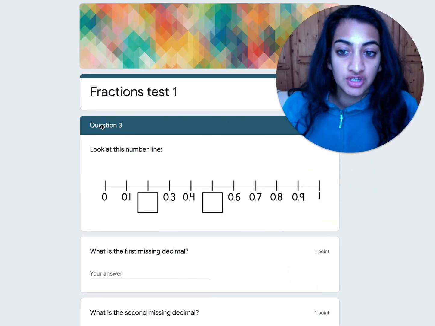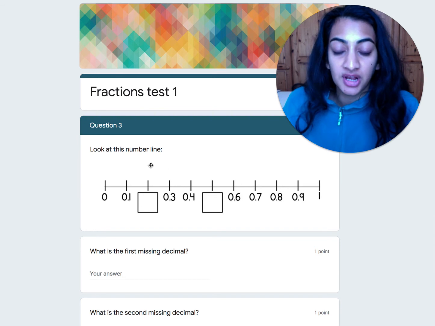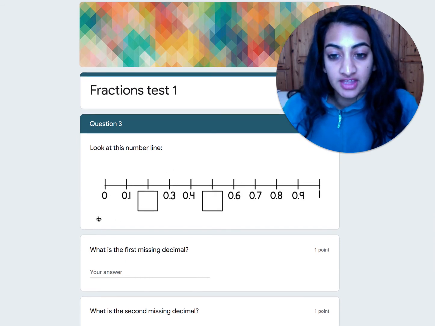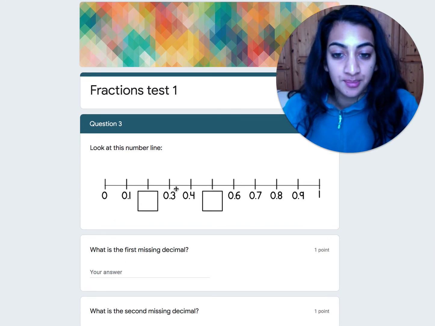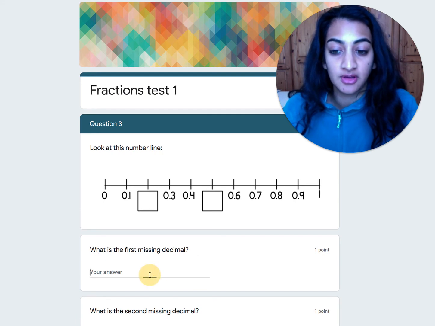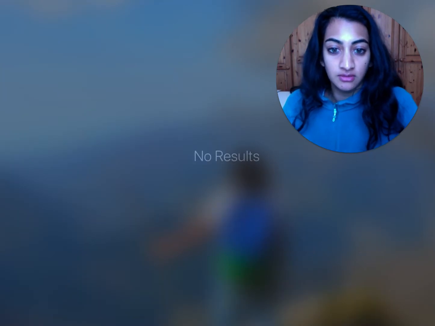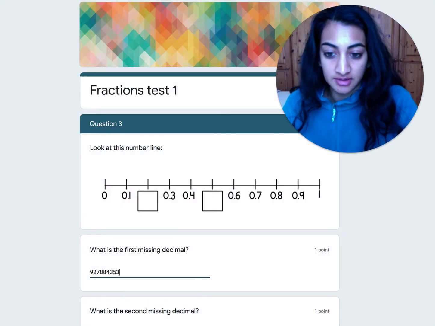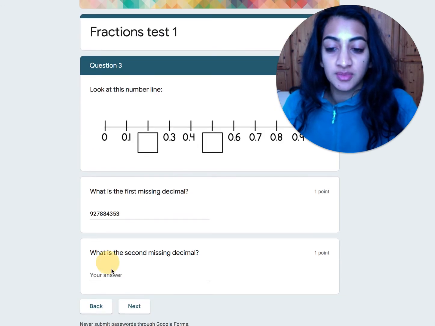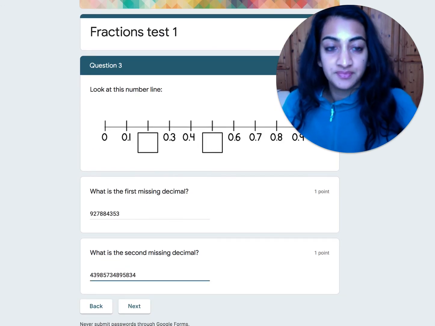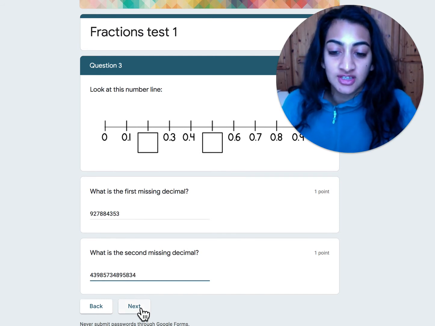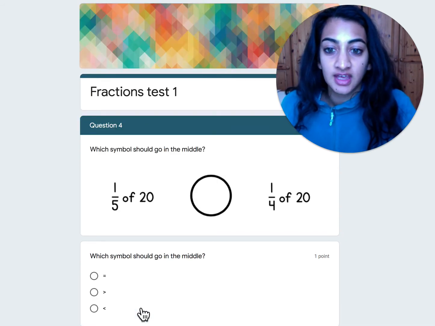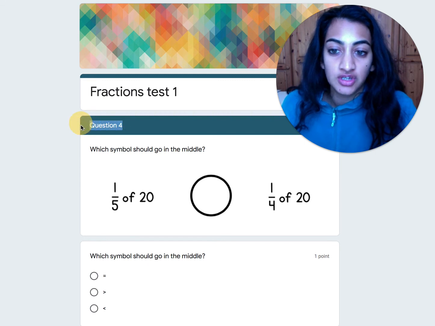Next question, question number 3, says look at this number line. And then I've had a look at it, I can see there's some boxes, and it says what is the first missing decimal? So I need to type in my answer, type in whatever you think. Oh, what's happened? I've lost the page. Type in whatever you think it is. Type in the second answer, what's the second missing decimal? Type it in. Of course, these are not the correct answers, I'm just giving an example. And click next.